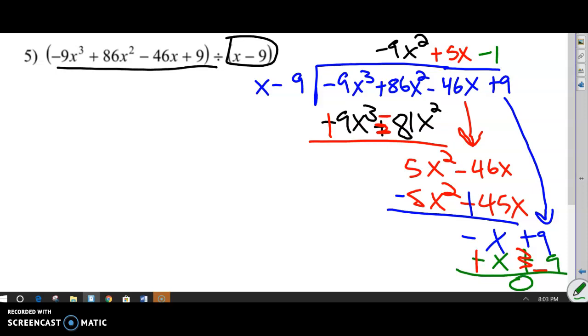Since we have no remainder, we are done. We can take our quotient as our answer. And we have the worst looking 5x in the world. But it's negative 9x squared plus 5x minus 1. And once again, if I were to multiply that by the x minus 9, I should end up with my dividend that I started with.